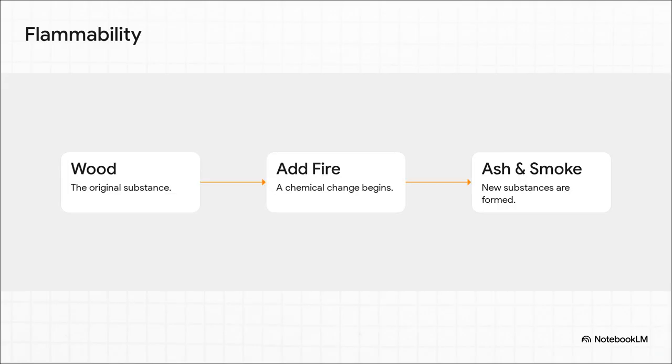Flammability is the perfect example. It's a chemical property of wood. When you burn a piece of wood, it undergoes a chemical change. The wood itself is gone. In its place, you have totally new substances, ash and smoke. And there's no going back. You can't turn that ash back into a log. It is a permanent transformation.